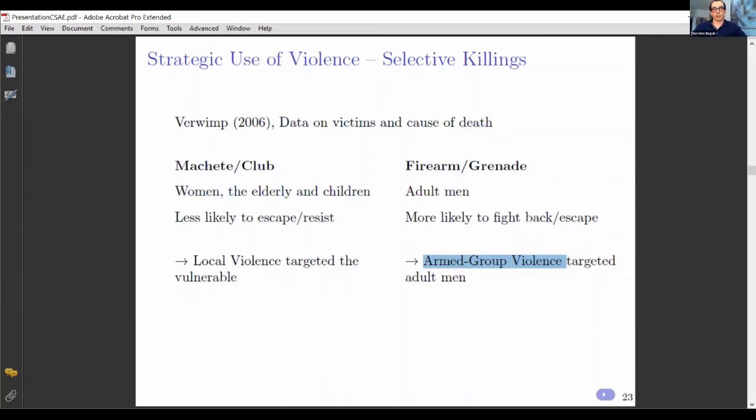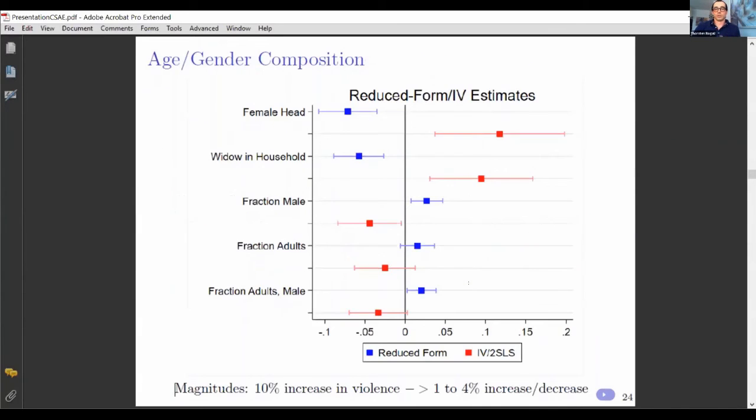Okay. Who owns machetes and clubs? The local violence perpetrators. And so that instrument that induces armed group violence should also show in the age and gender composition. Okay. And so here I have, again, these are the outcomes. Each of these is a separate regression. The red ones are the IV estimates. So you see that experiencing more of this external violence increases the number of female heads, having a widow in the household, fraction of male goes down, fraction of adult males goes down.